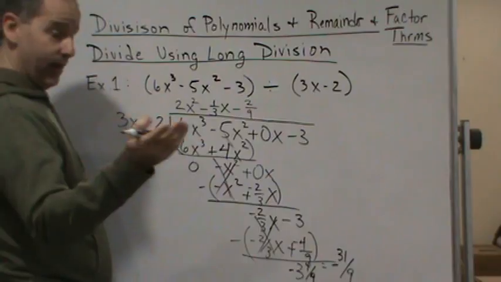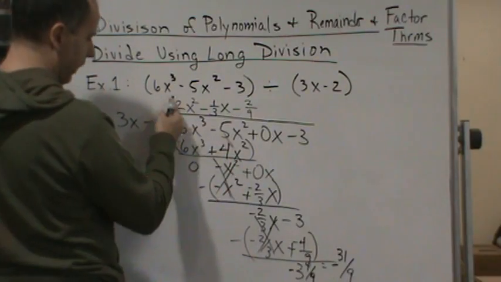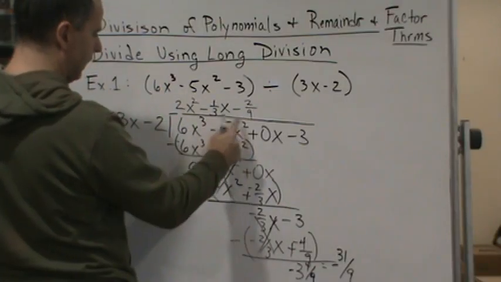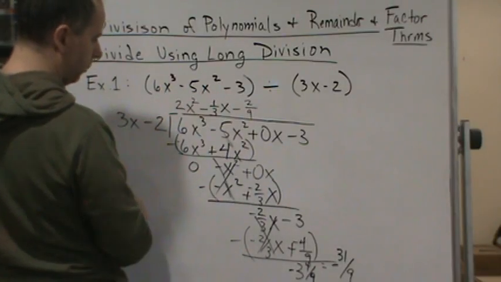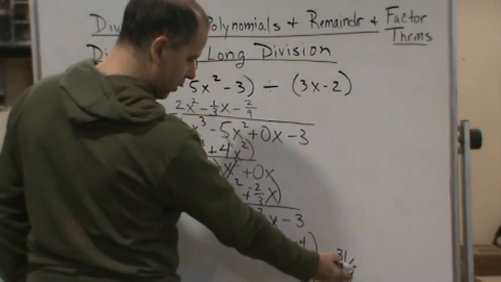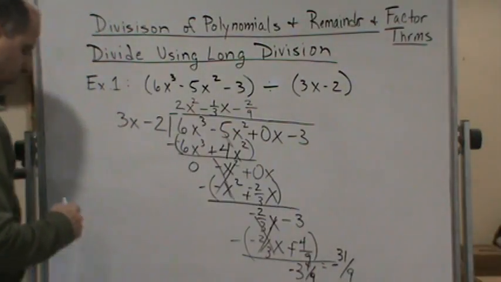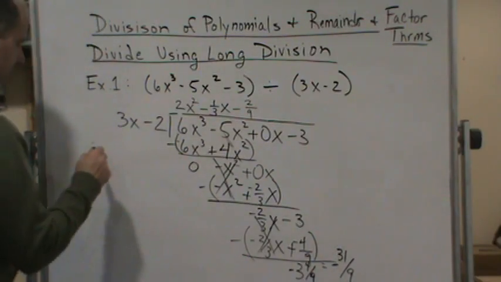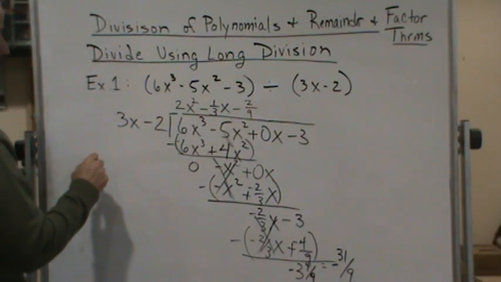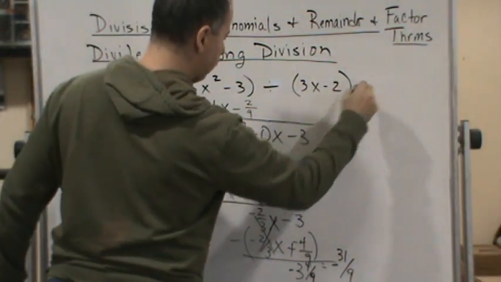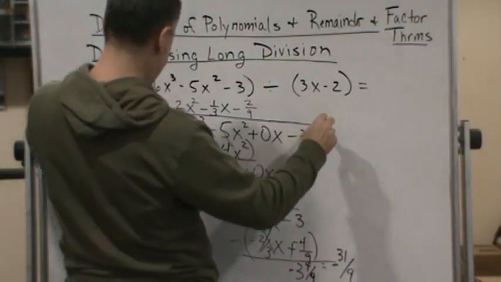Remember back in the long division of numbers, we end up with a quotient. This is called the quotient, the number that we get up here. So this is our quotient polynomial. The remainder is whatever's left over after you divide the numbers, and we get the same thing. So we find that this divided by this is going to equal this.